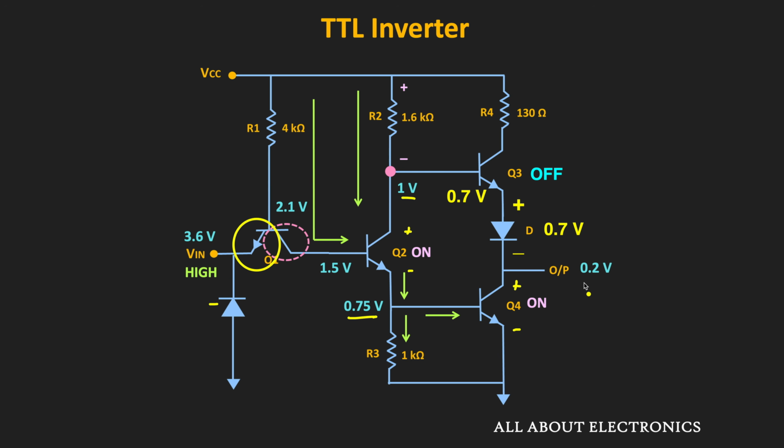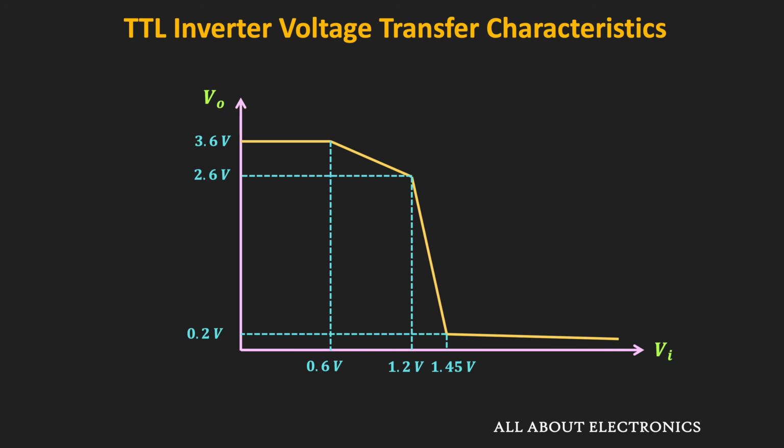And in this way, when the input to the TTL inverter is high, then the output will be low, and it will be close to 0.2 volt. So in this transfer characteristic, during this region of operation, the Q1 will operate in the reverse active region while the Q2 and Q4 will operate in saturation. The transistor Q3 will remain in the off condition. So that is how this circuit works as the TTL inverter.